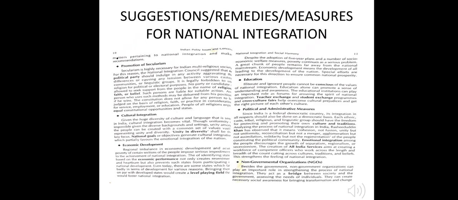So suggestions, remedies or measures are promotion of secularism. You can give the explanation in your own words. Cultural integration, economic development, education, political and administrative measures, non-governmental organizations, NGOs. You can give your own explanations once you pause the video and refer to the entire paragraphs which are mentioned here. Then you can give your own explanation. The subpoints are very important. Subpoints should be perfect. The rest of the explanation can be in your own words.